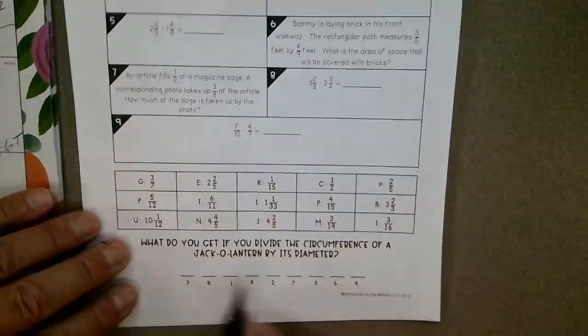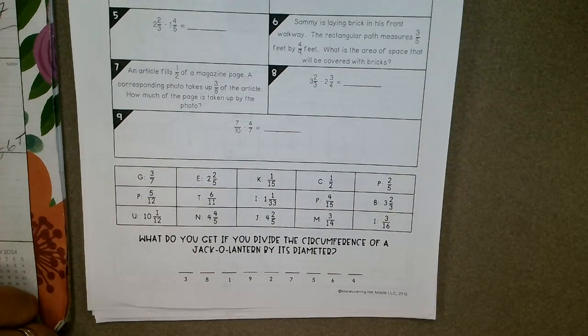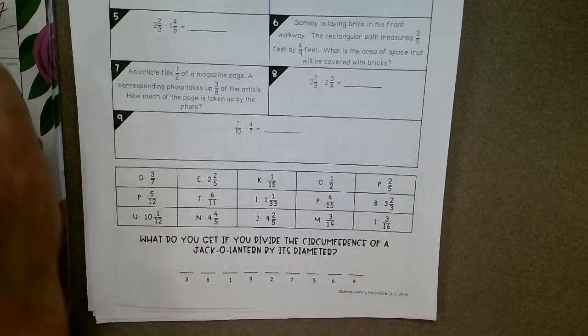If you flip it over, you can see the next page is your homework. 1 to 9. Match the letters, match the answers and put your letters in. All right, what do you get if you divide the circumference of a jack-o'-lantern by its diameter? Let's see what it is.